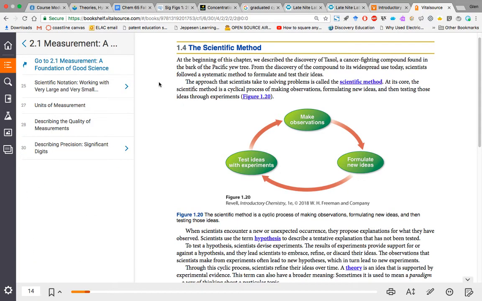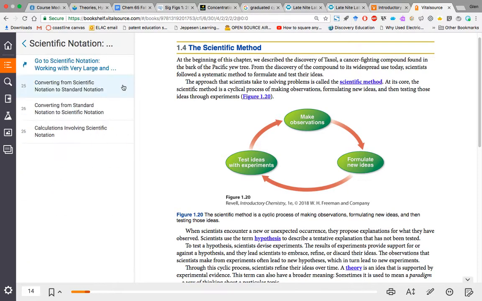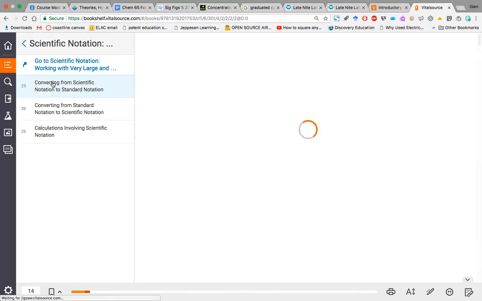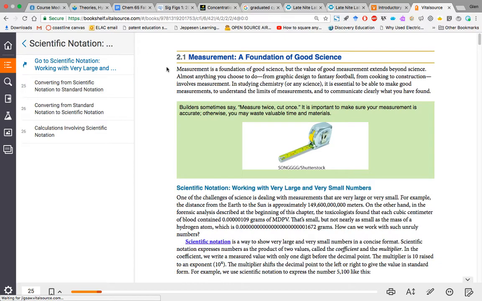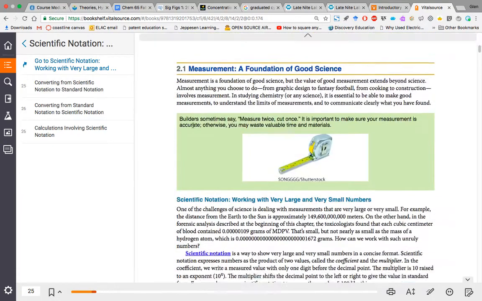Let's see what we have here. I guess I should repeat myself. You don't need to buy this textbook. Everything you need you can get from the lecture notes if you're taking notes and from the canvas. But if you want to buy the textbook, yeah, please do so.